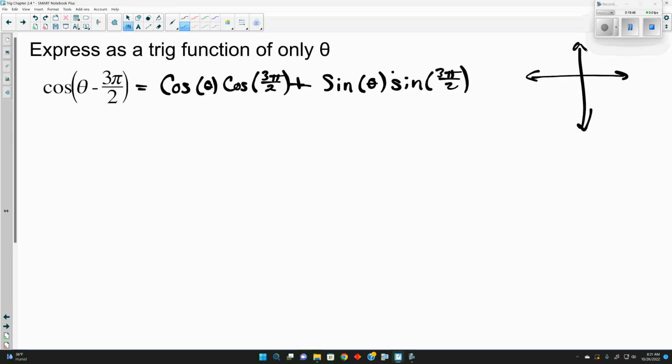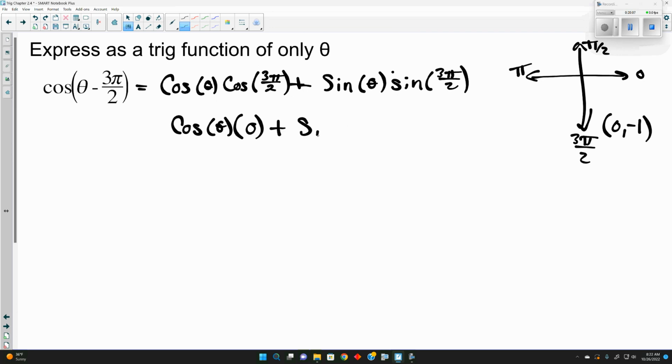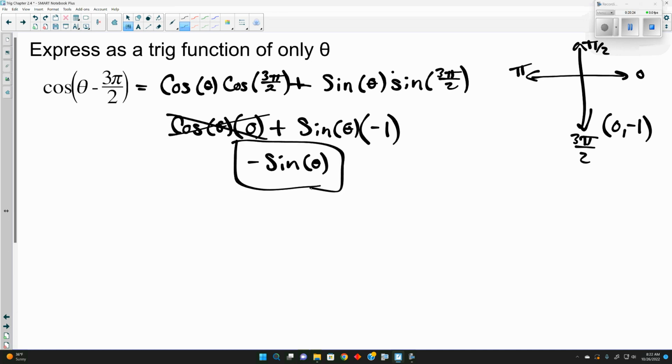You don't have to memorize that because the unit circle will give you these here. And at this one here, we have 0, -1 as our point, which means cosine of 3 pi over 2 is 0. Well, we have sine of theta, and sine of 3 pi over 2 is negative 1. Well, this is 0, giving us negative sine of theta. Now we have an expression in only terms of theta.